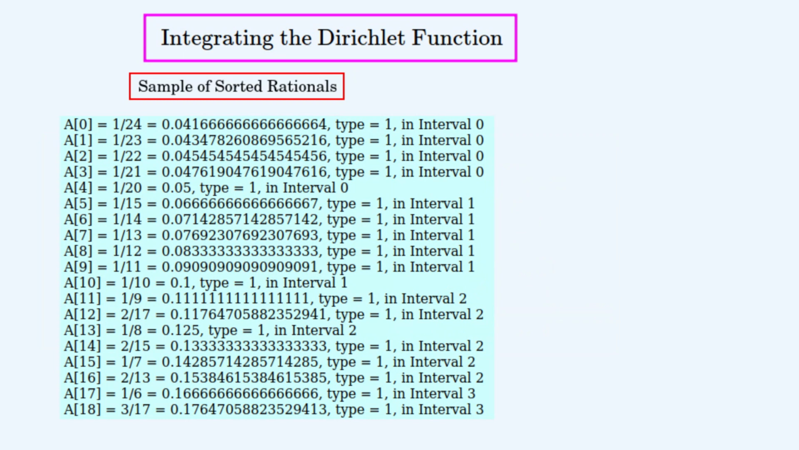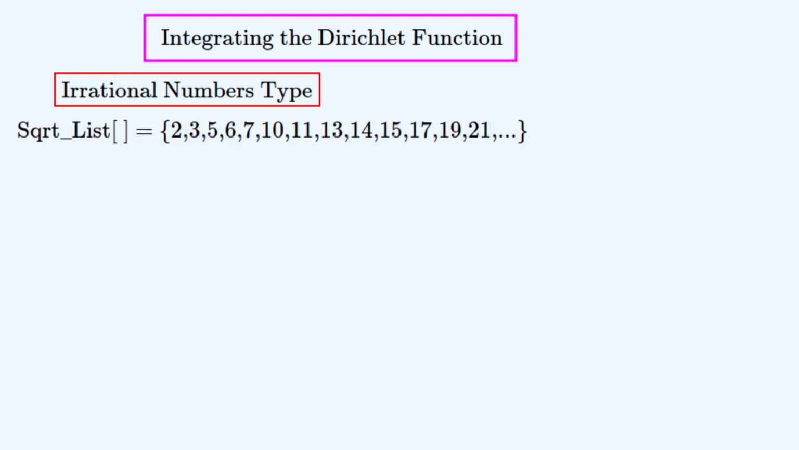So here's this list of sorted rationals. They are in order of size and are grouped together in their intervals, so it will be a lot faster to find a rational number in any given interval. So now to get the irrational numbers. They aren't as nice as the rationals.